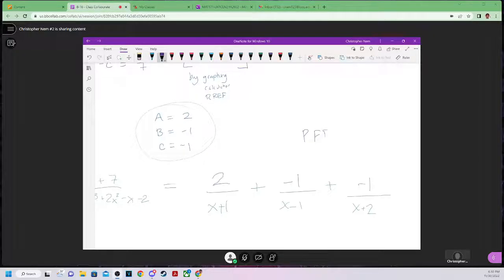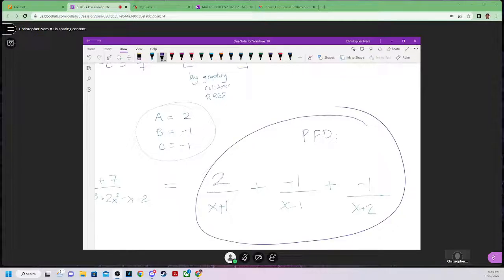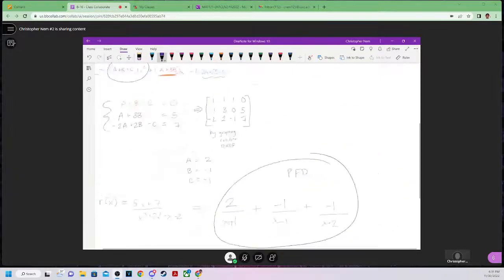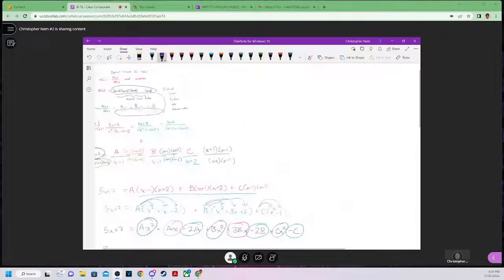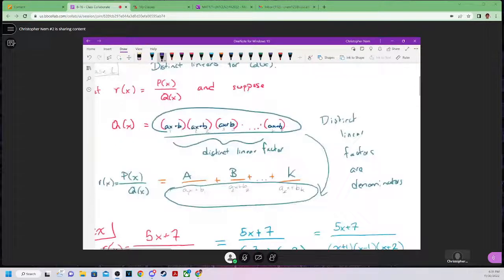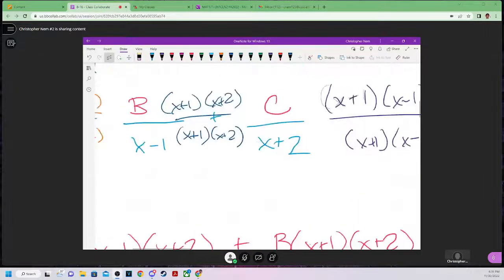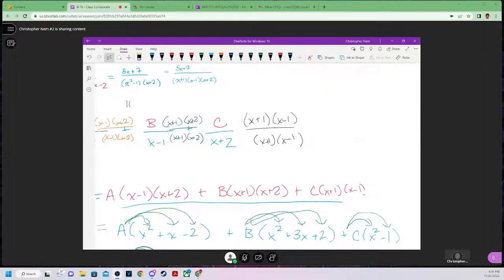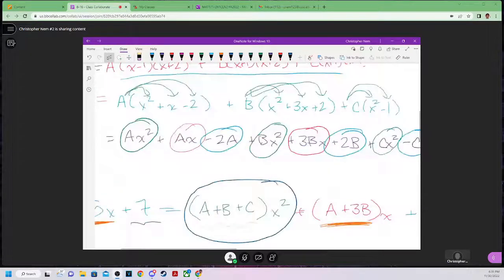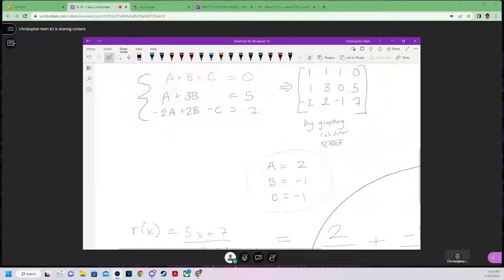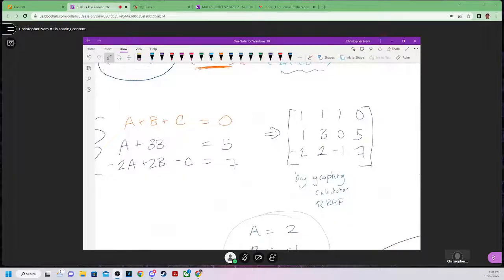I'm going to call it PFD for short. Okay, this is what I expect to see. This is what happens when we have distinct linear factors. If they're all different linear factors, like here, I can split up into just 3 different fractions and solve for the numerators just like that. So that's great. And again, it's helpful if you know how to solve these linear systems by graphing. So make sure you bring a graphing calculator on final day to assist you.